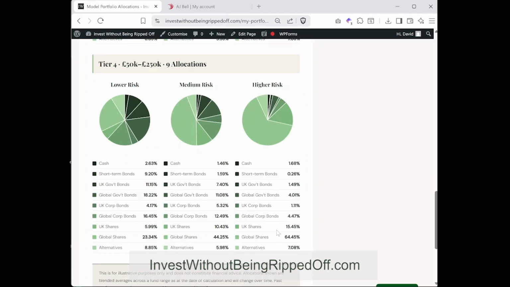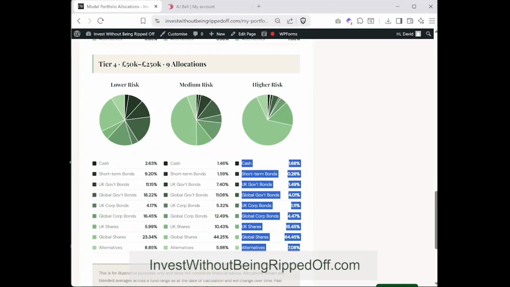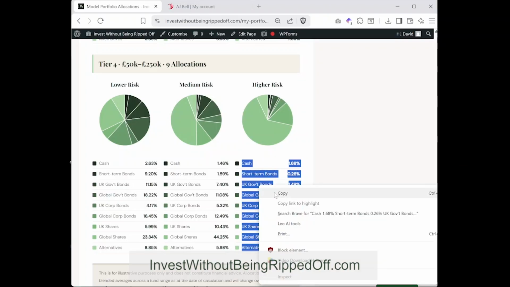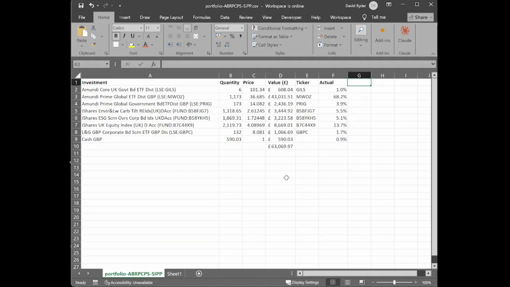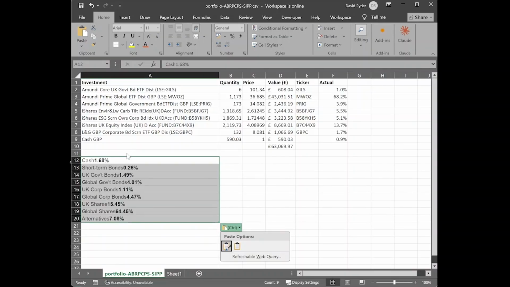These are the model allocations that I've come up with, and I explain all about that on the website and in the book. So I highlight the higher risk allocations and I copy, and then I go back to the CSV file that I downloaded, and I paste in what I've just got from the website.